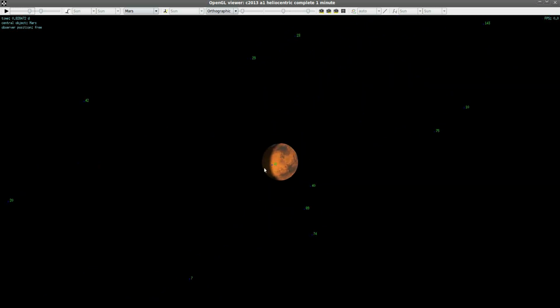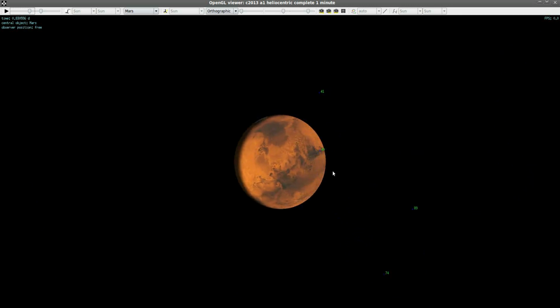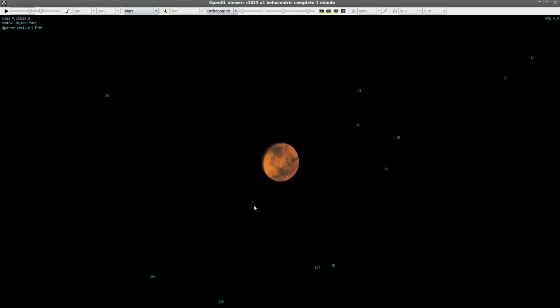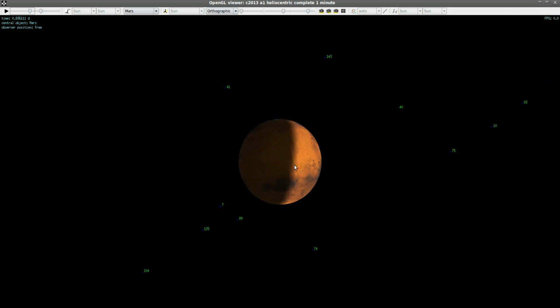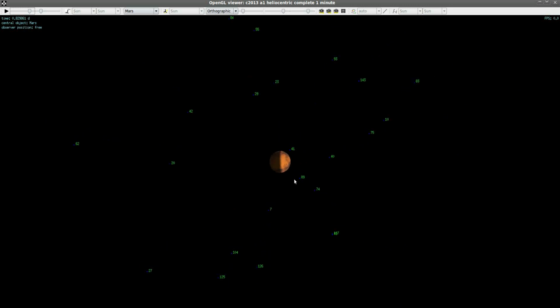The first one that does so is number 41. You see it right here. And if I fast-forward a little bit, okay, you can see it passes right by the planet. That distance is about 2,000 kilometers from the surface. And then a few minutes later, number 7 comes along and passes by on the other side at almost the same distance.